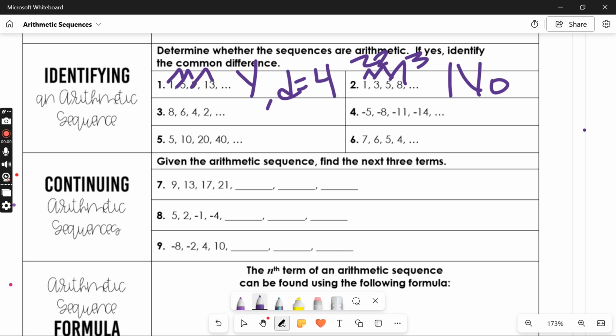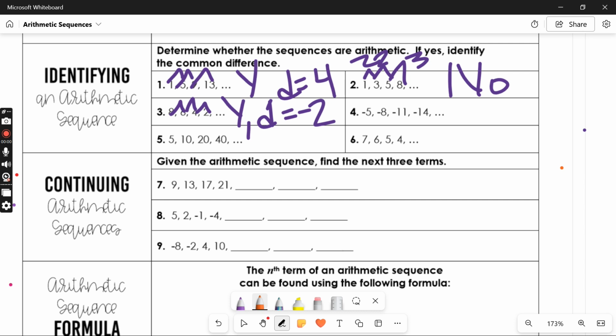On number 3, it's going down by 2, down by 2, and down by 2. So this is doing the same thing each time. So we would say yes, and since it was going down, we would say D equals -2. All right? So you try 4, 5, and 6. Pause it, come back and see if you got the same thing.